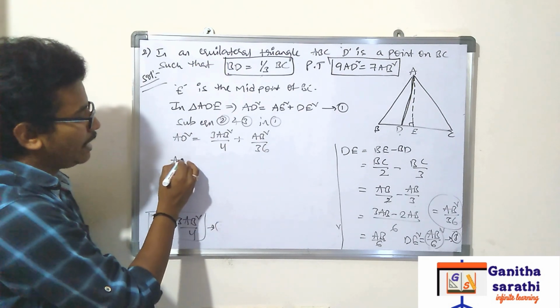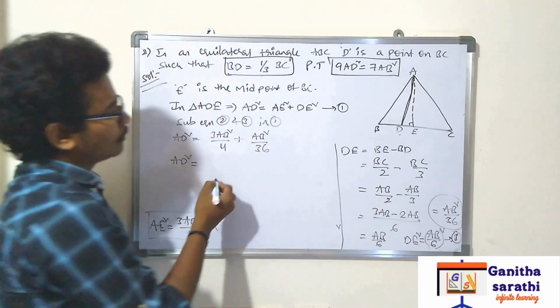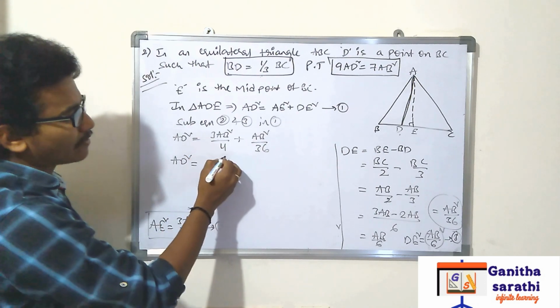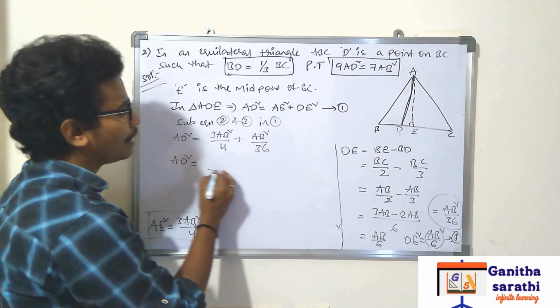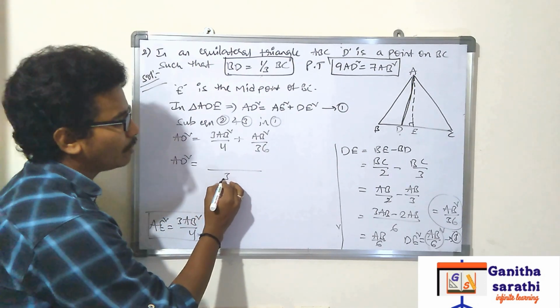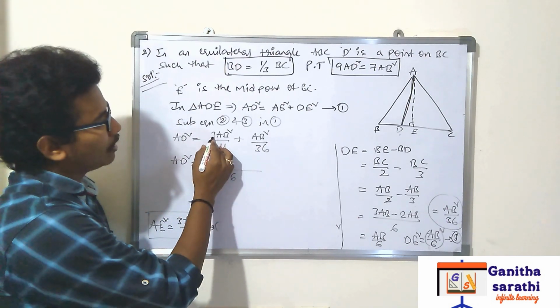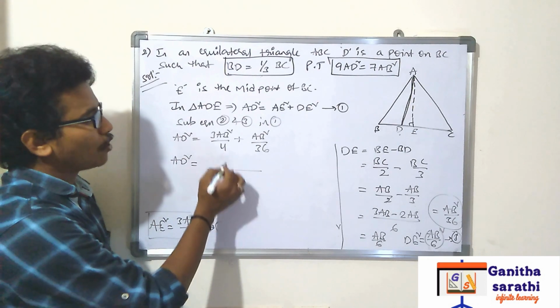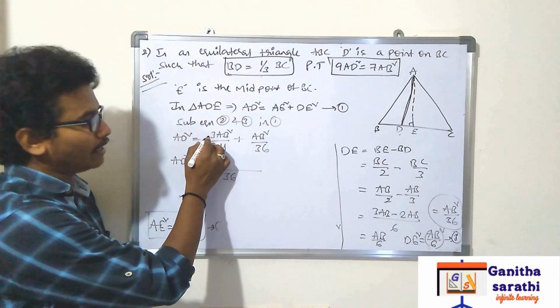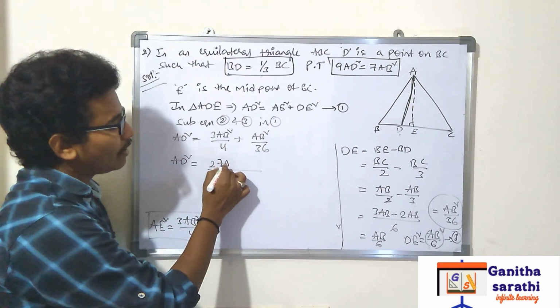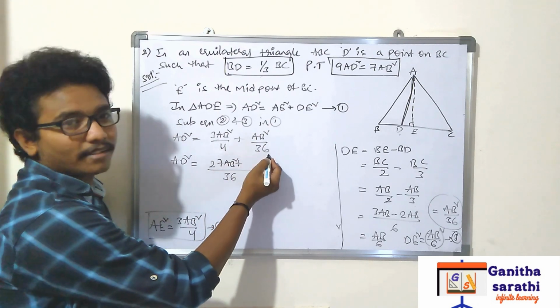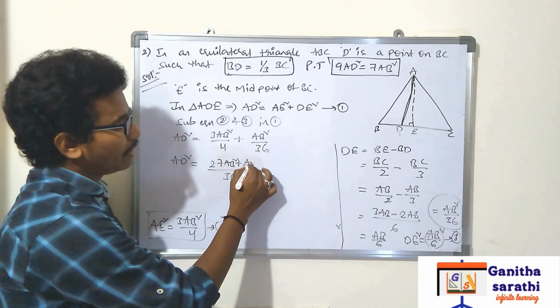So AD square is equal to, how can we write this? 3AB square by 4 plus AB square by 36. What is the LCM we will get? LCM will be 36. Now in the 4 table, 36 how many times? 9 times. Here also 9. 3 9s are 27 AB square. Here already 36 is there, so no need to multiply AB square.